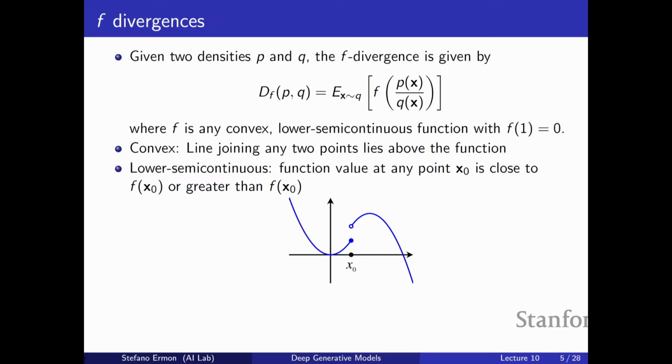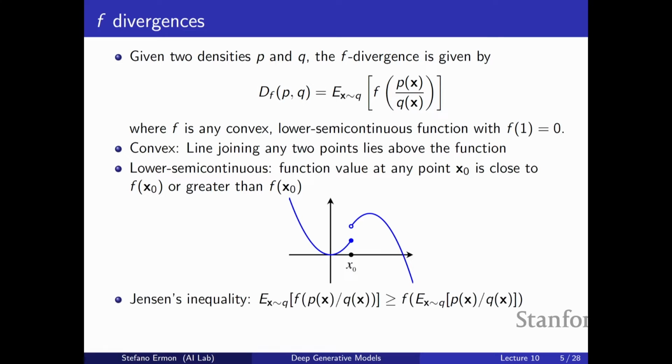And the interesting thing is that because f is convex, you can still use the same trick that we did for KL divergence to basically show that this F divergence is non-negative. In particular, because we have an expectation of a convex function of some density ratio, this is always at least as large as the function applied to the expectation. And now that expectation, you can expand it.